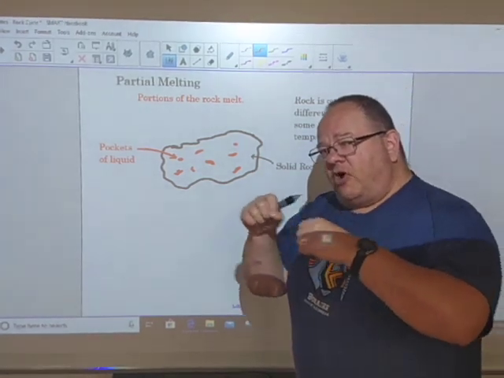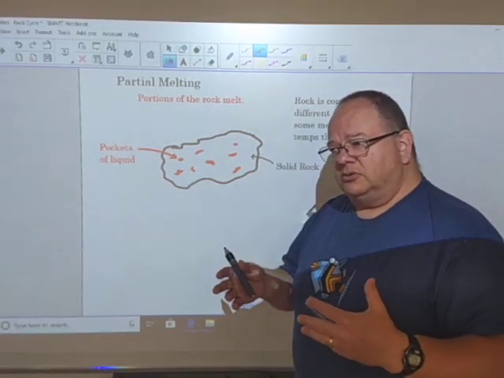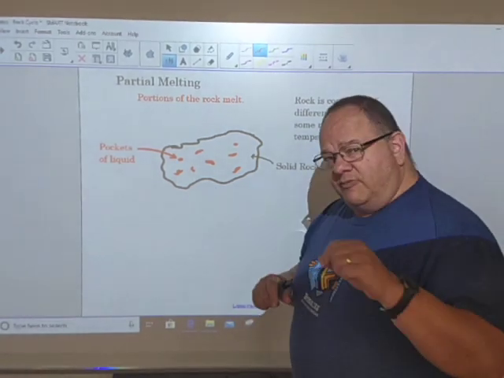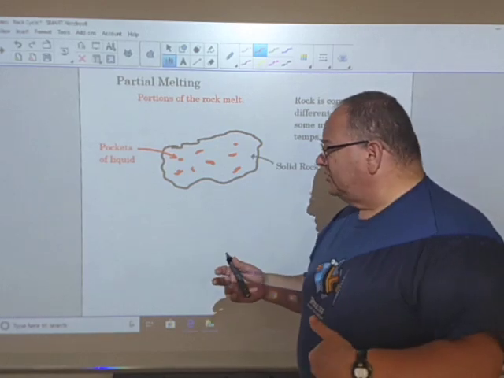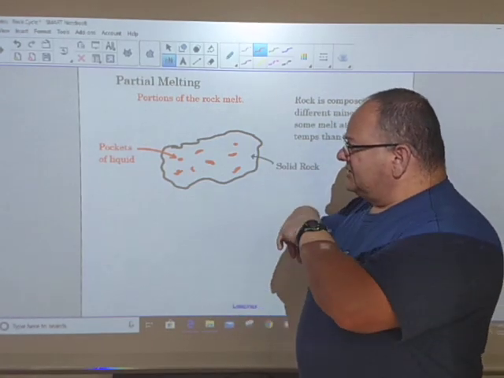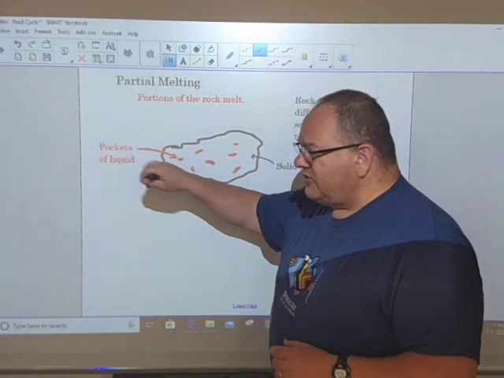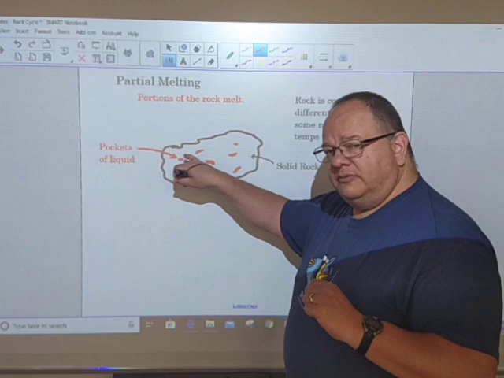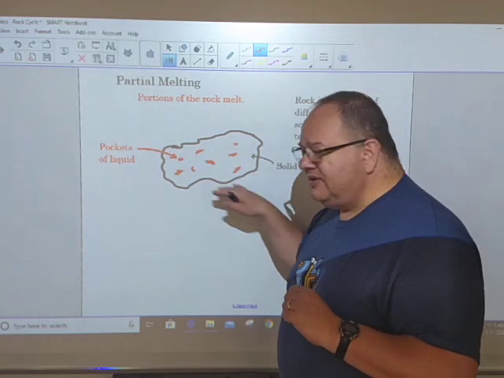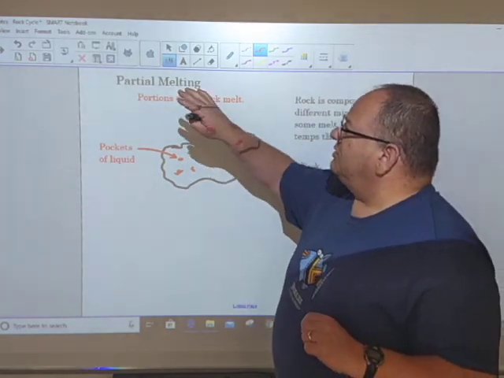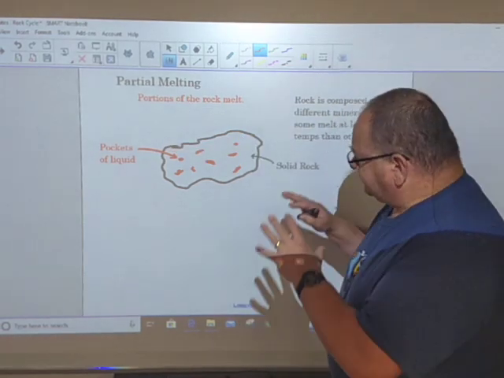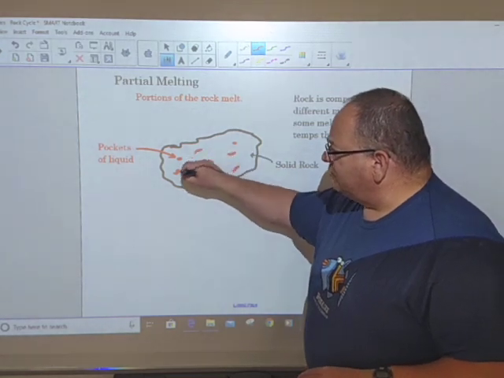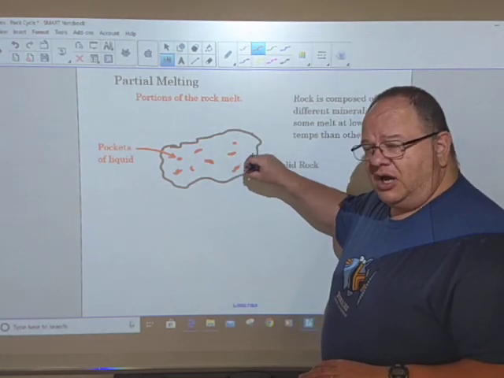And the rock is made of all sorts of different minerals, right? A rock is a collection of different mineral grains together. And some of those minerals have lower melting points than others. And so if this rock gets hot enough, some of those minerals will start to melt, and you have little pockets of melting going on within the solid rock. This is called partial melting. If you look at the overall picture, our majority of this is solid rock with small bits of liquid.